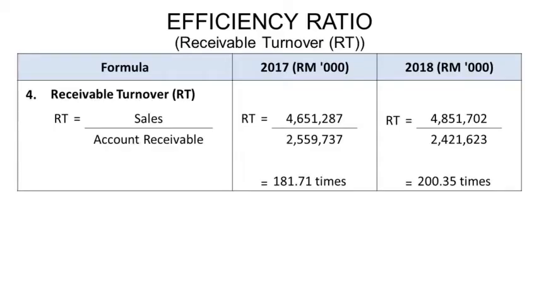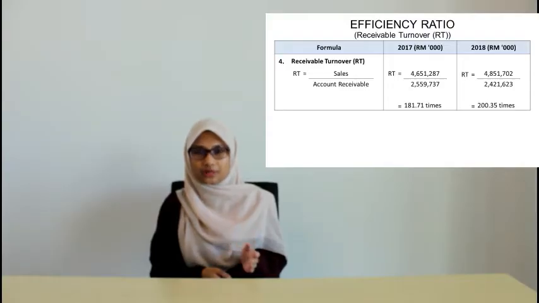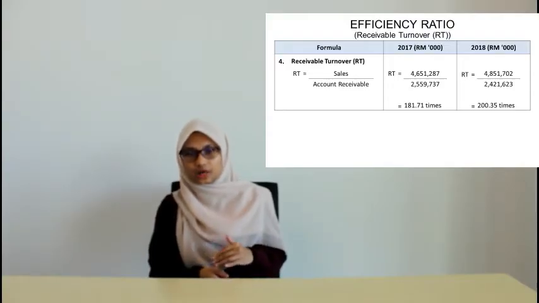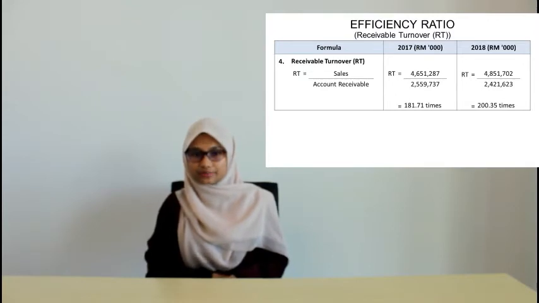The fourth one is receivables turnover. It measures how many times a company could turn its accounts receivable into cash. MAHB was able to collect more in 2018, at 200.35 times, compared to 2017 at 181.71 times.